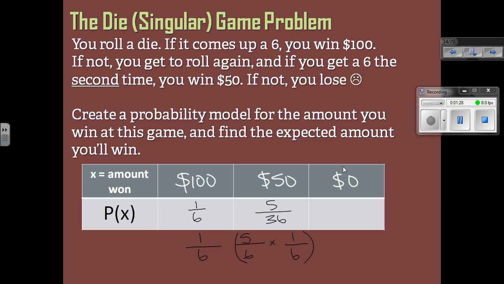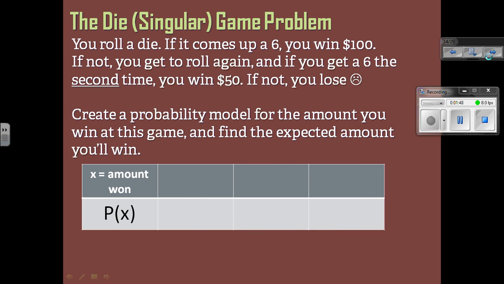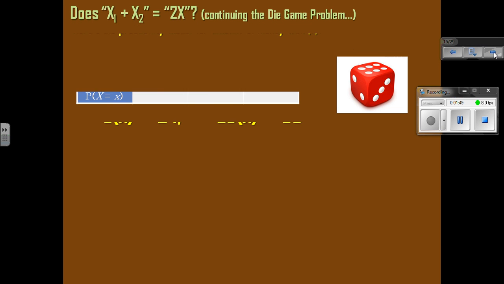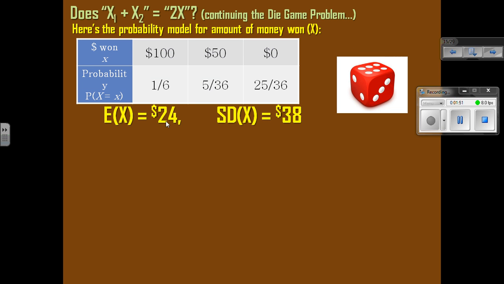And then to win $0, that means we got not a 6 both times. So 5 over 6 times 5 over 6 is 25 over 36. And then to find the expected amount, that means I'm doing my mean formula. So 100 times 1 over 6 plus 50 times 5 over 36 plus 0 times 25 over 36, which if you do that, you end up with about $24. If you do the standard deviation formula, you get about $38.